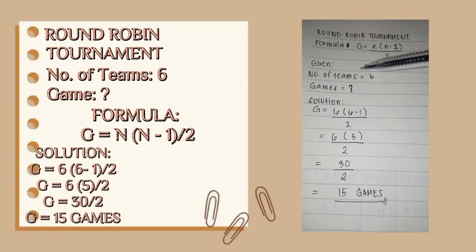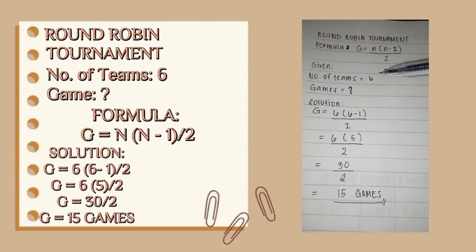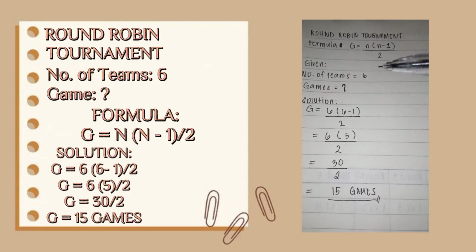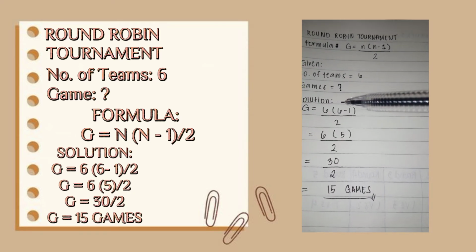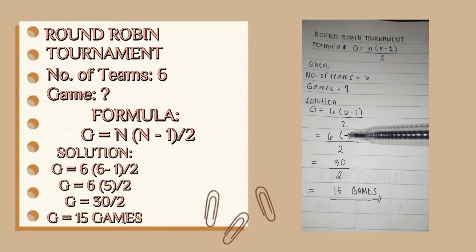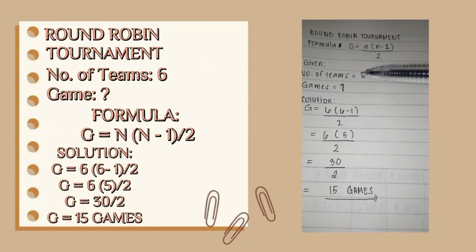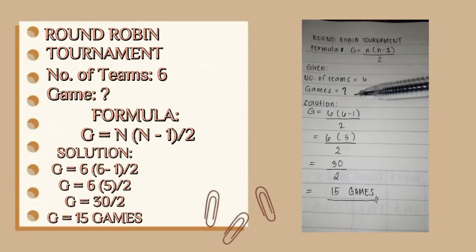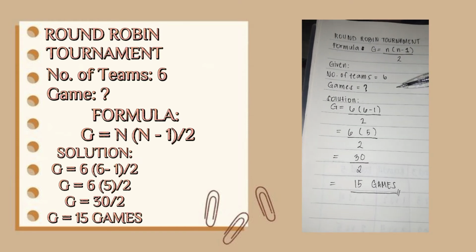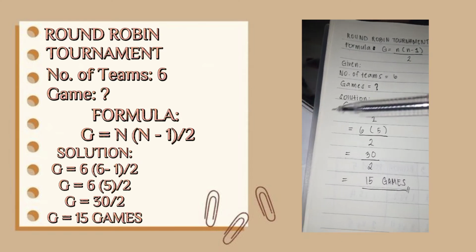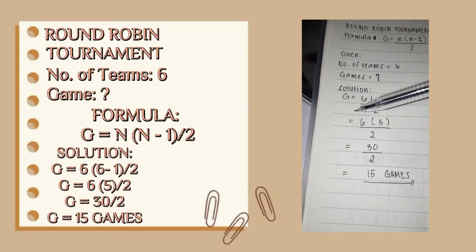Here in this given, the number of teams is actually 6. And since 6 is an even number, we don't have to search for the bye. We only use the bye if the number of teams is an odd number. So in this one, we're looking for the number of games. So here is my solution.